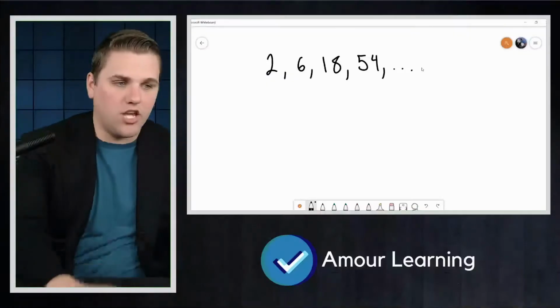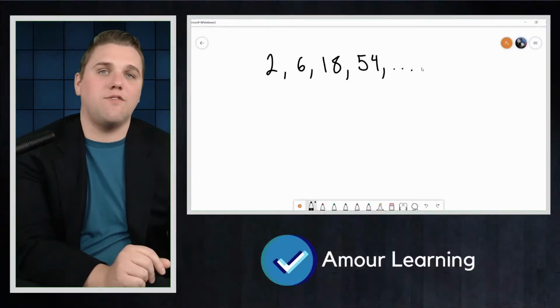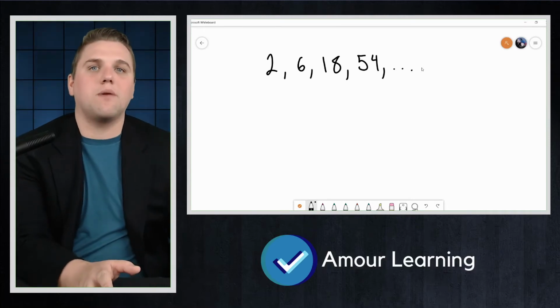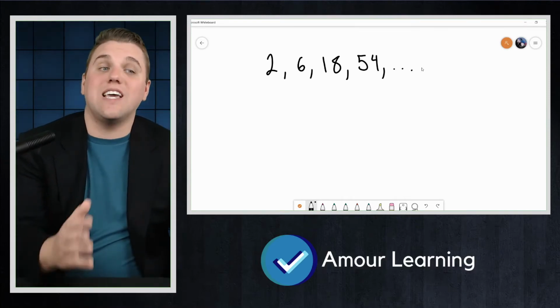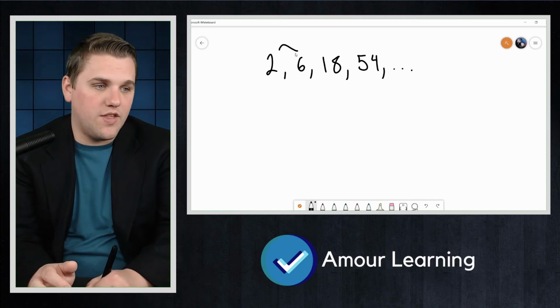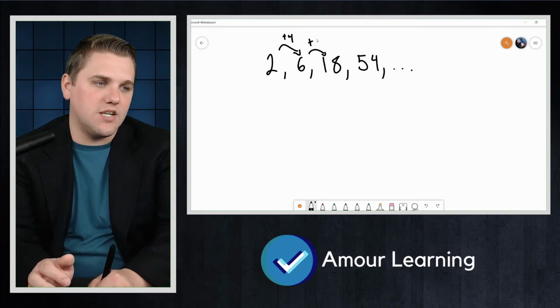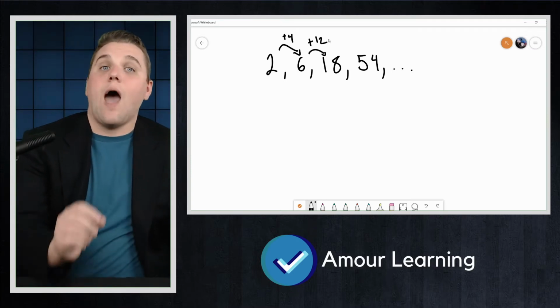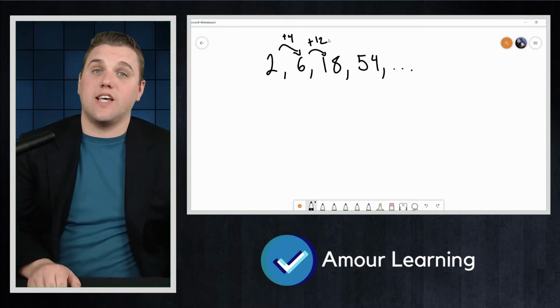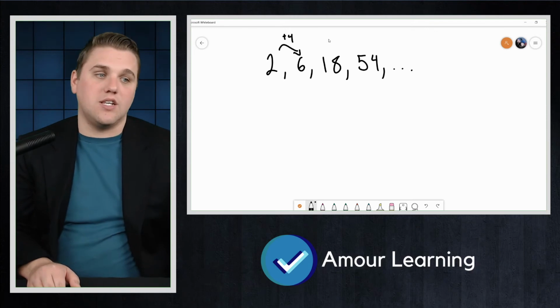Let's look at a particular sequence: 2, 6, 18, 54. This is not arithmetic because the difference between terms is not constant here. In this instance, the difference is 4, but in this instance, the difference is 12. However, the ratio between successive terms is constant.